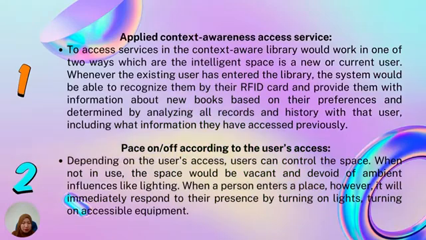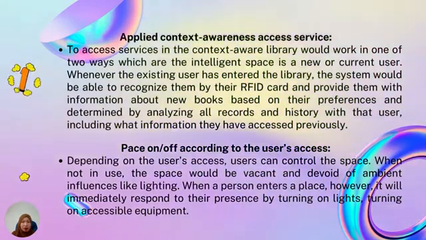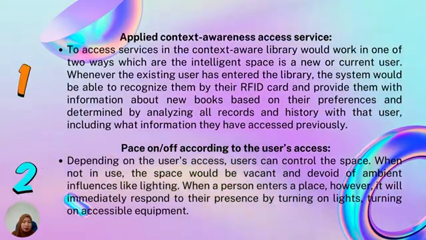Whenever an existing user has entered the library, the system will be able to recognize them by the RFID card and provide them with information about new books based on their preference, determined by analyzing all records and history of the user, including what information they have accessed previously.